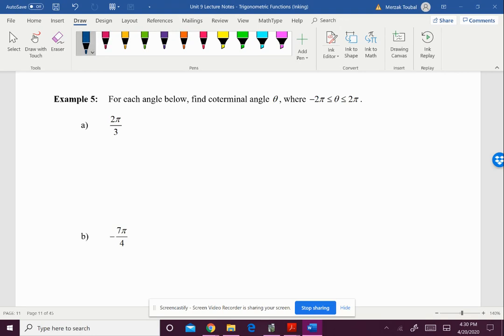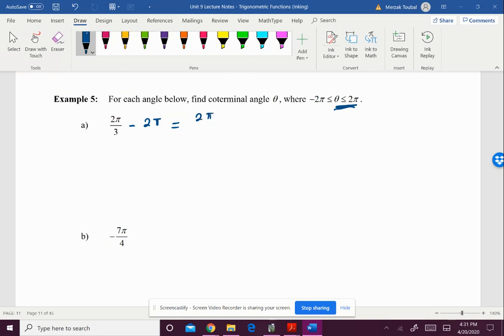Since it is smaller and we need to find the coterminal angle that is between negative 2 pi and 2 pi, all we have to do is subtract 2 pi. Because if you add 2 pi, then it's going to be greater than 2 pi. 2 pi over 3 plus 2 pi is an angle greater than 2 pi, and we cannot do that because that angle has to be smaller than 2 pi. But if we subtract 2 pi, then we're going to find an angle that is still greater than negative 2 pi. So let's find a common denominator here.